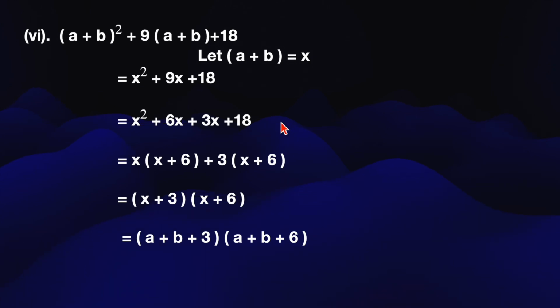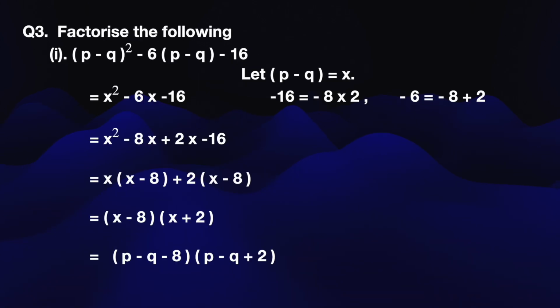But what is x? x is actually a plus b. So substitute back: a plus b plus 3 into a plus b plus 6. These are the two factors. The same type of sum, another one is there. p minus q the whole square minus 6 into p minus q minus 16. Let p minus q be x. So write down here x square minus 6x minus 16.